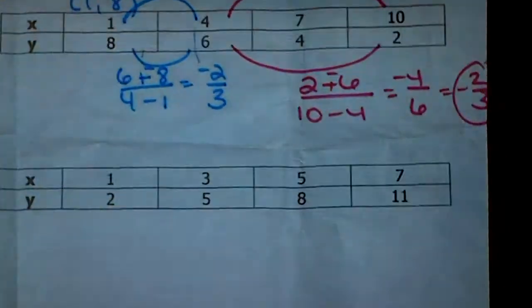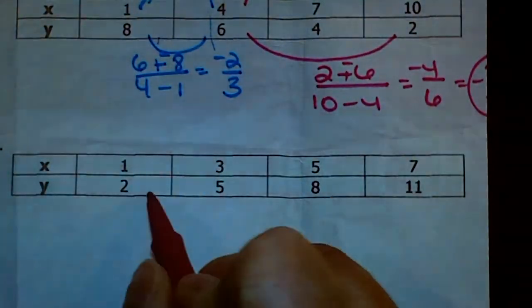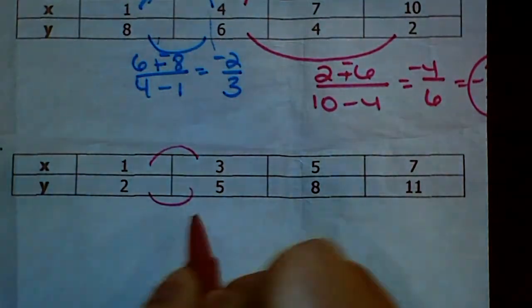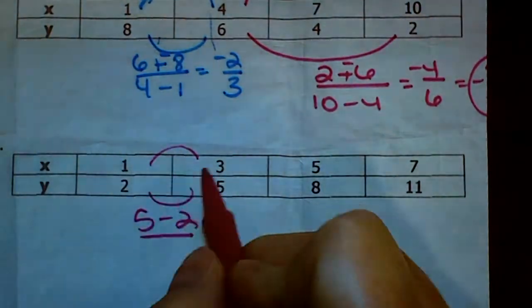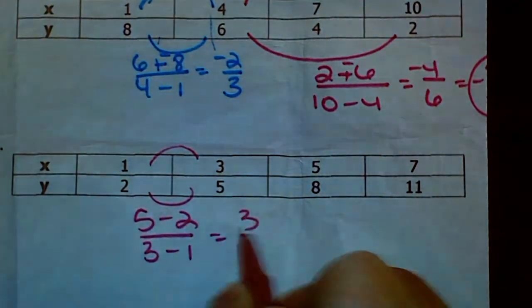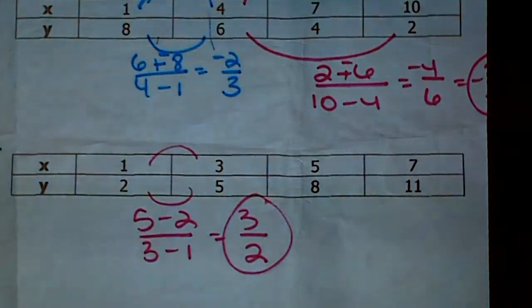All right, one more table. Well, actually 2 more because I need to show you that it can be written in a different way. So let's just use the first set. Why not? The change in y's would be 5 minus 2. The change in x would be 3 minus 1. 5 minus 2 is 3. 3 minus 1 is 2. And I told you before, you can leave it just like that. Totally fine. It's improper, but it's simplified improper.